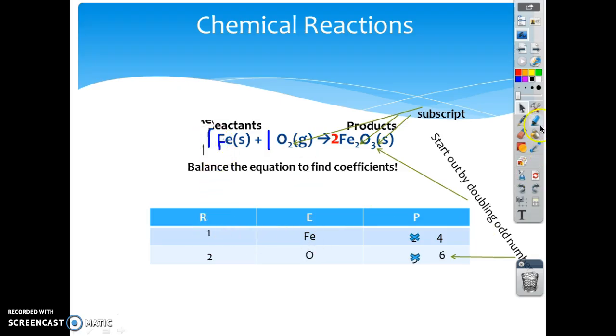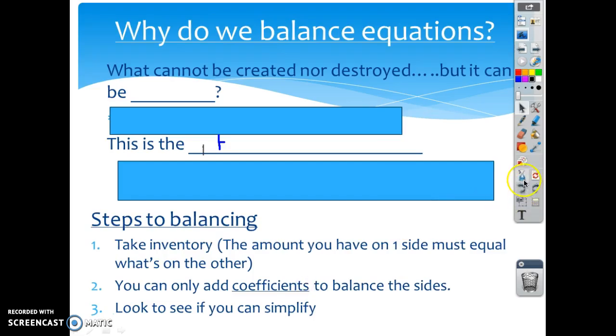Well, I'm just going to change my 1 over here into a 4. Erase my numbers. Okay, so that turned into a 4. So my table is going to change. Now this part of my table is happy. And I need to get 6 oxygens, so what should I put in front here? A 3, which will give me 6 oxygens. Now that my table matches up, everybody's happy. My equation is balanced, and I only changed my coefficients.